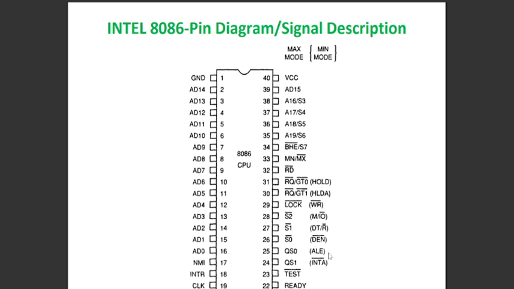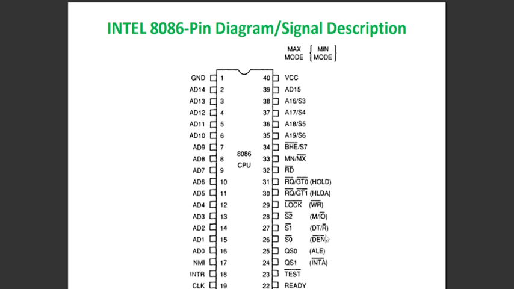And ALE stands for address latch enable, and it is available at pin 25. A positive pulse is generated each time the processor begins any operation, and this signal indicates the availability of a valid address on the address/data lines.